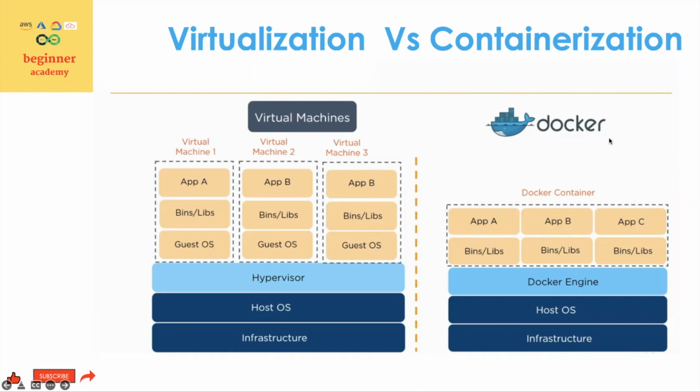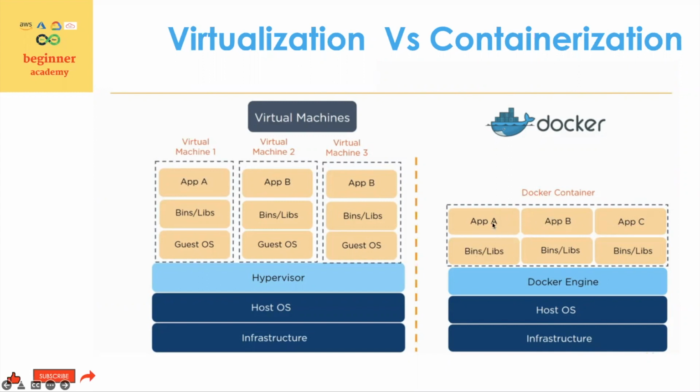When compared to Docker, this is the diagram for Docker. What Docker did was remove the guest OS bit, and it runs on limited libraries. Under infrastructure, we have a host OS. On top of the host OS, we have a Docker engine, that is a software. On top of that, we have these many applications.